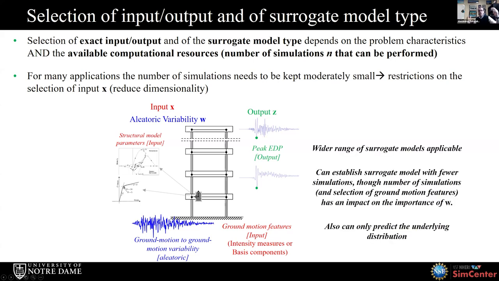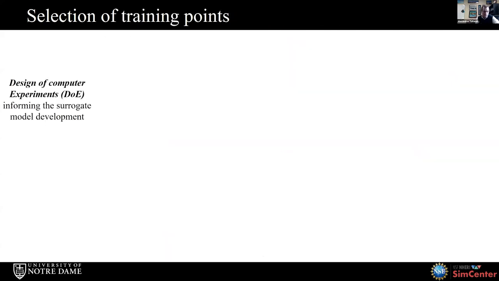Now, this allows you to consider a wide range of surrogate models and perhaps even use fewer simulations, but you can also only predict the distribution of the peaks. You cannot predict exactly the time series response. So if you really want a time series response, your previous option is the only feasible one. If you are okay with predicting perhaps only the EDP distributions, you can hide some things in the aleatoric variability if needed.